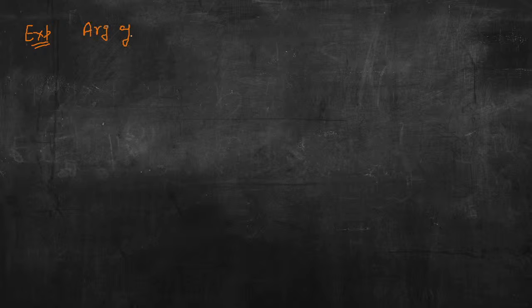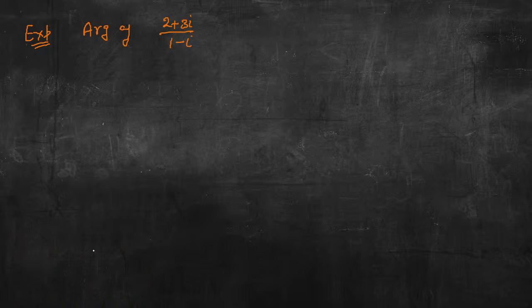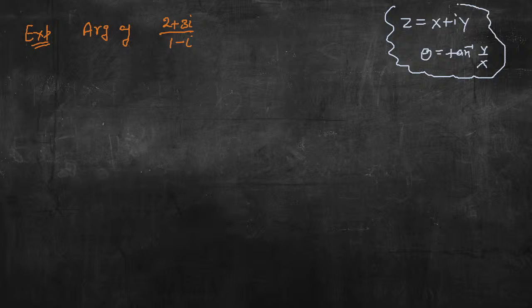Sometimes they will ask that the argument of a complex number is given to you, that is (2 plus 3 iota) and (1 minus iota). So you have to find out the argument of this number, and how can we find it easily? First of all, see, argument is only possible if you have a number in the form z is equal to x plus iota y. If you have z is equal to x plus iota y, then easily you can say that theta becomes tangent inverse of y by x. This is your argument. So if you want to find the argument from this number, you have to convert it into x plus iota y form.